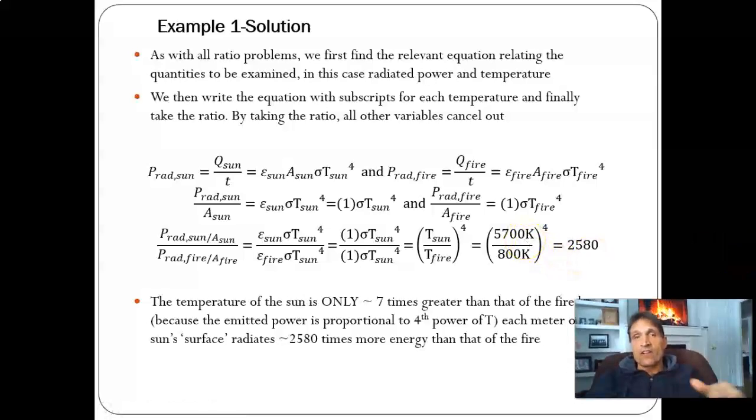So every time you double the temperature, you radiate 2 to the 4, which is 16 times more radiation. And so the sun radiates much more than the campfire. And you should be able to do these ratio problems on an exam.